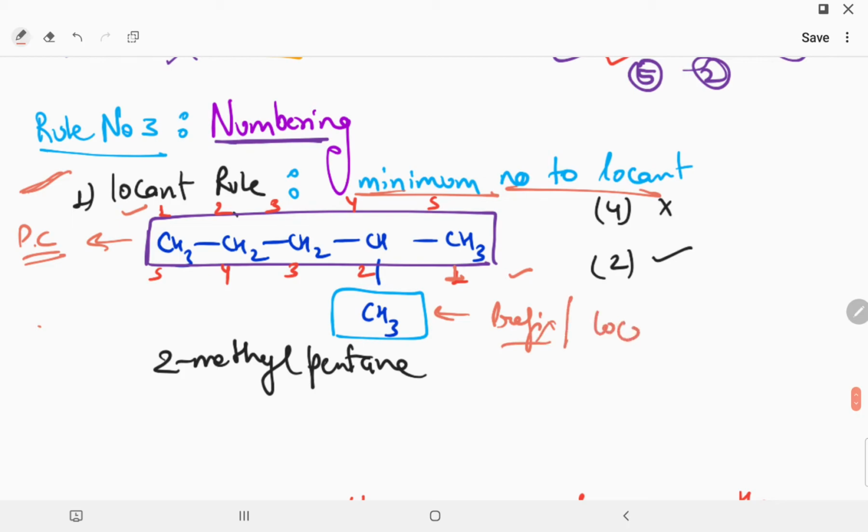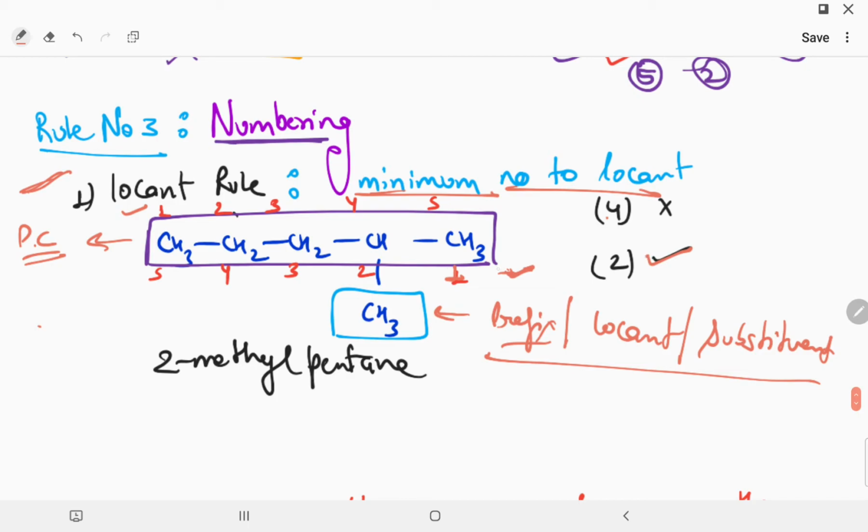Prefix is also called a locant, and it is also called a substituent. They all are names for the alkyl group. Now in this parent chain, if we number from this side, we give it number 2. If we number from this side, we give it number 4. So we have to give the minimum number to the locant.